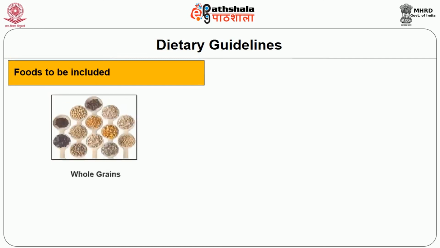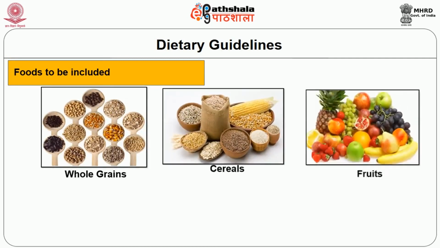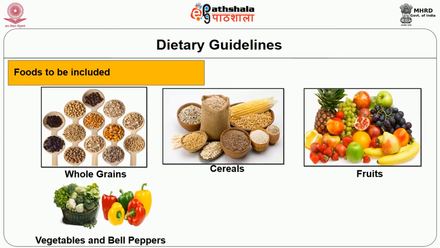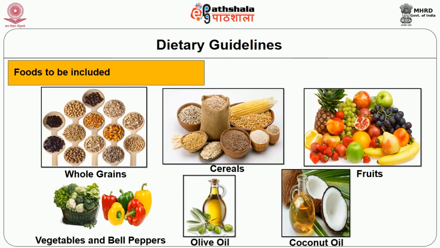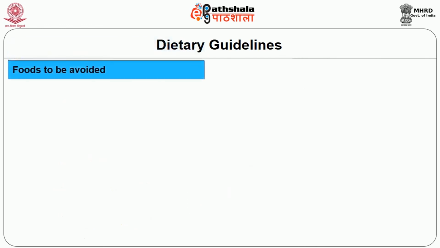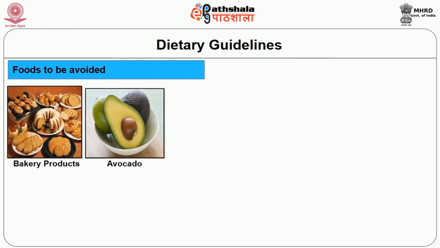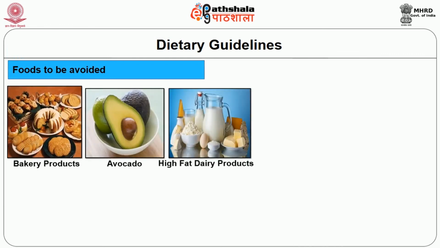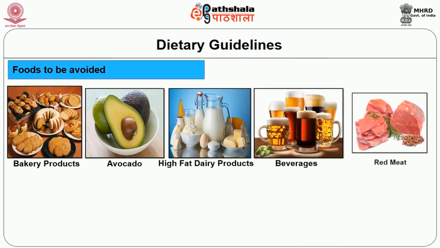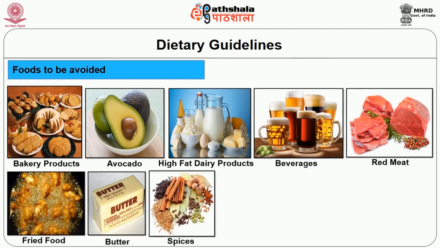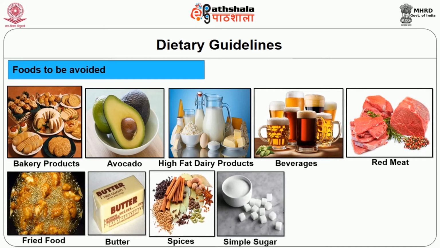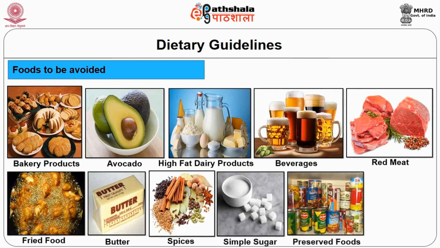Whole grains, cereals, fruits, leafy vegetables and peppers, low in fiber, olive oil and coconut oil could be used. And the foods to be avoided are the bakery products, avocado, high fat dairy products, alcoholic beverages, red meat, fried foods, butter, spices, simple sugars, preserved or canned foods and white flour.